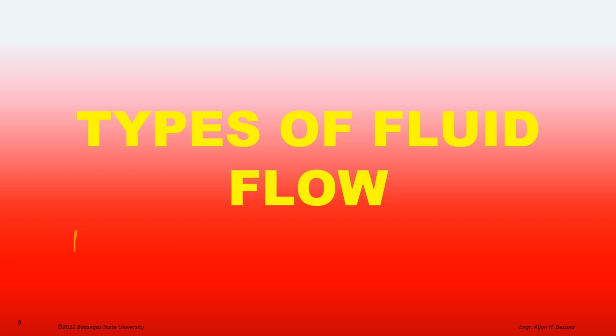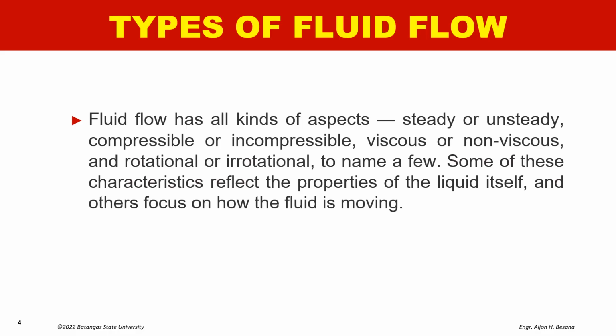So we have different types of fluid flow. Fluid flow has all kinds of aspects. We have the steady or unsteady flow, the compressible or incompressible, the viscous or non-viscous, rotational and irrotational, to name a few, depending on what property of the fluid itself is causing the flow. So for the fluid flow, let's have first the steady and unsteady flow.